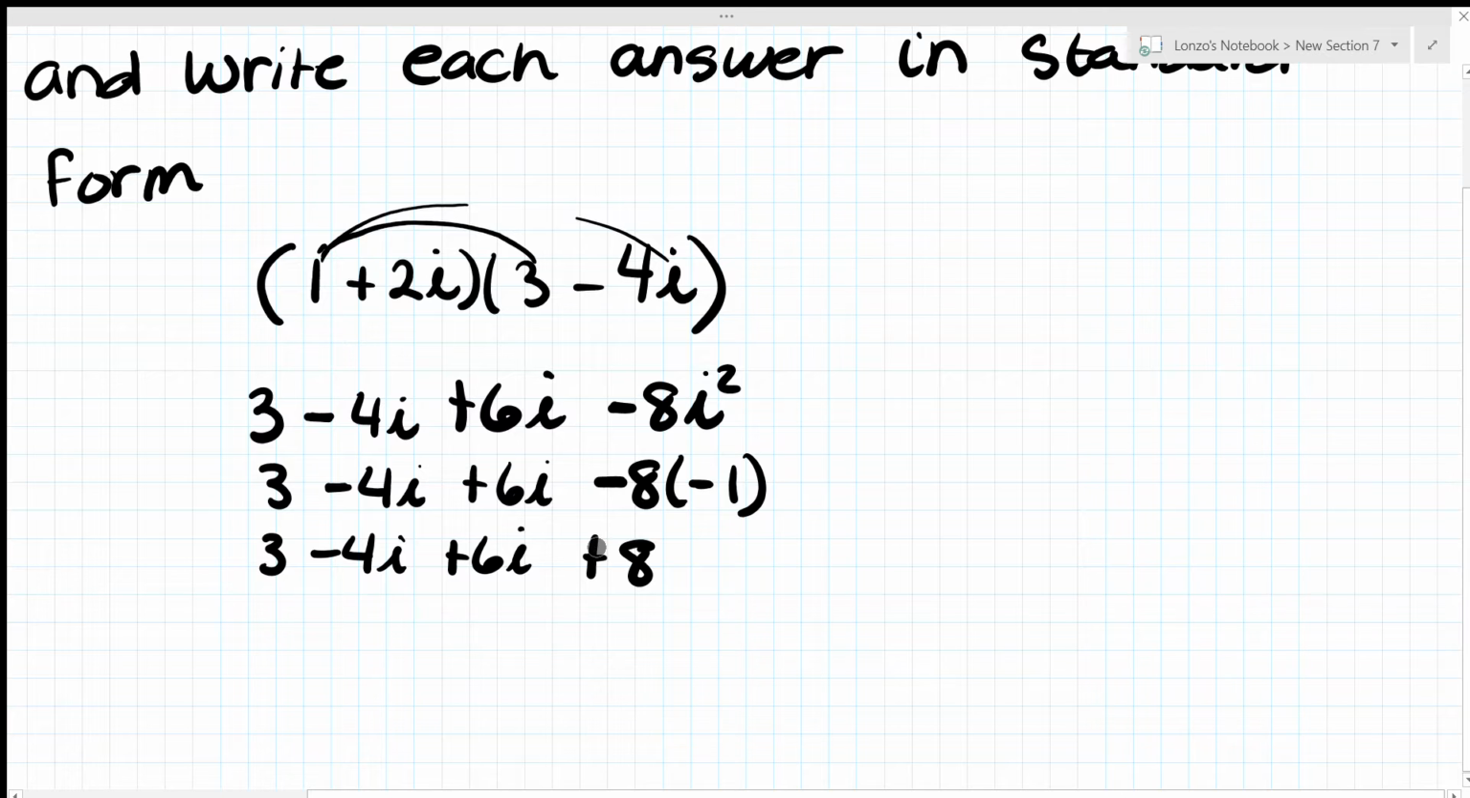Bring the rest down. So let's group, put it in standard form. We have an 8 and a 3. 8 plus 3 is 11. Now let's combine all our imaginary numbers. We have negative 4i plus 6i, which is positive 2i. So that is my final answer in standard form.